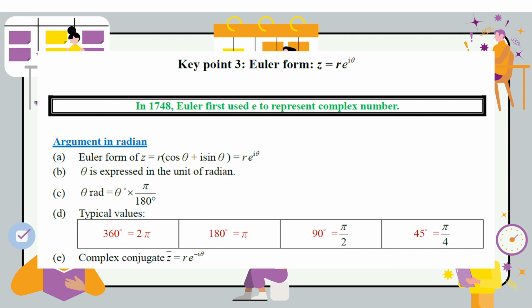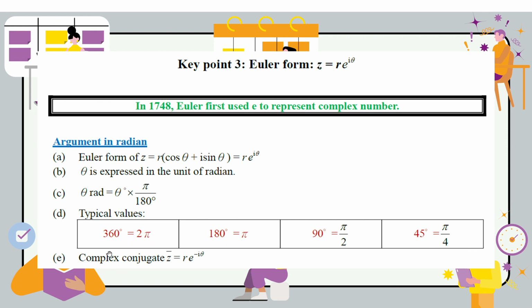Okay. And the other thing is called Euler form. Remember, we have a Cartesian form, we have polar form, and now it's an Euler form. Euler form is z equals r e to the i theta. Fairly similar, but now the theta has to be expressed in the unit of radian, not degree. In 1748, wow, nearly 300 years ago, Euler first used e to represent a complex number, Euler number. Euler form is like this way: cosine theta plus i sine theta equals e to the i theta. Definition. So theta has to be expressed in the units of radian.